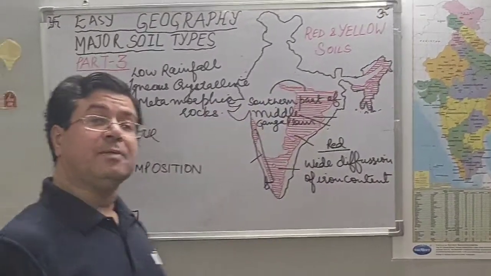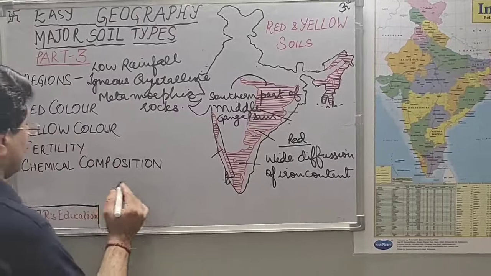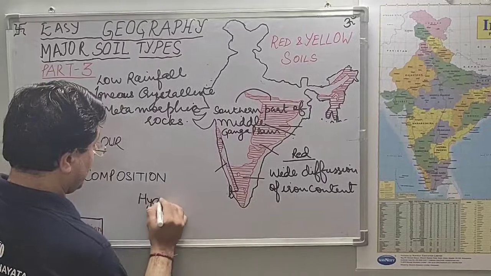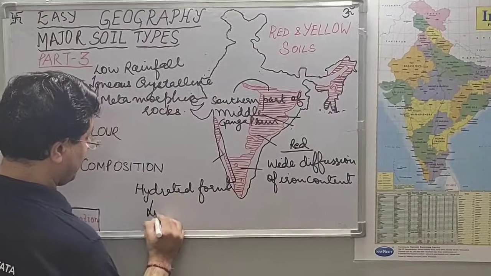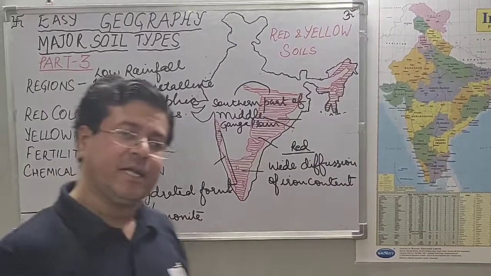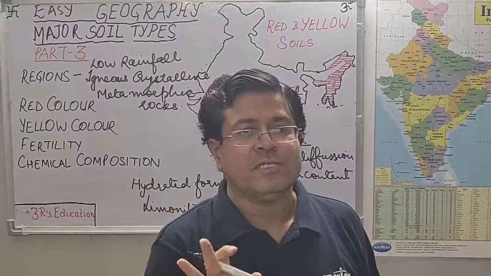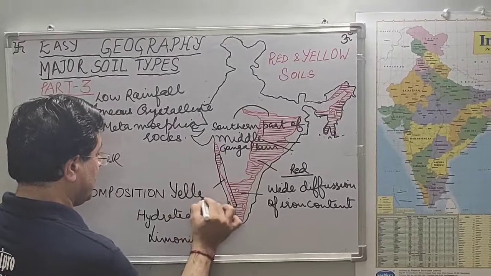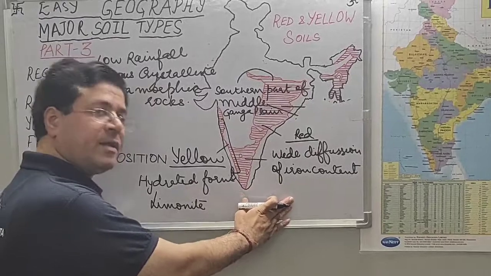Sometimes they appear yellow in color. How does this happen? When they are found in hydrated forms, hydrated form as limonite. You have studied in biology what a hydrated form is. When water is there and the organic form is not changed, then we have a hydrated form. So they appear yellow because of this, and they appear red because of the diffusion of iron content.